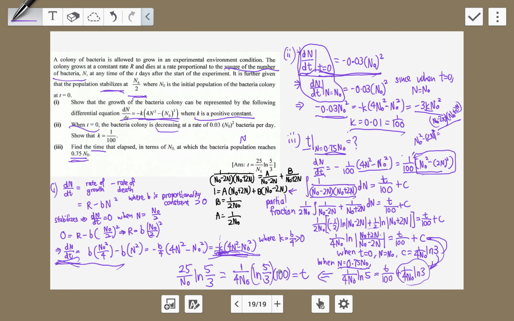After that, 100 divided by 4 is just 25. So the 100 disappears, the 4 disappears, and we have 25 over here. So 25 over n naught ln 5 over 3. That is the final answer that we get for this tutorial.